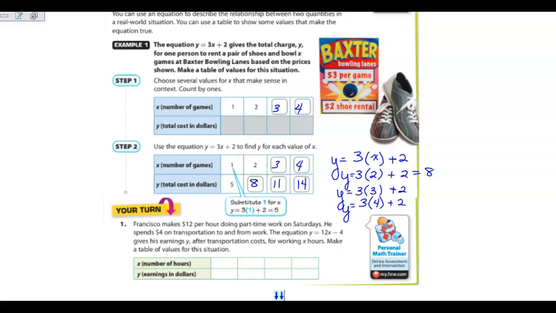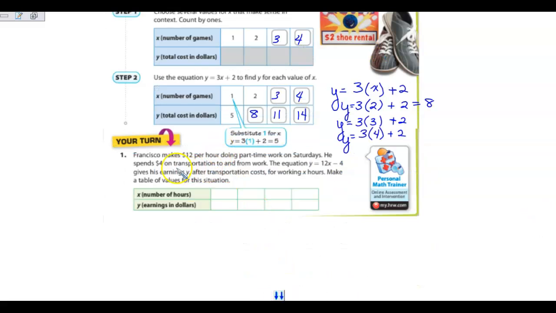Let's take a look at the Your Turn, number 1. It says Francisco makes $12 per hour doing part-time work on Saturdays. He spends $4 on transportation to and from work. The equation y equals 12x minus 4 gives his earnings after transportation costs for working x number of hours. Make a table of values for the situation. And the reason it's minus 4 is because even though he's earning $12 per hour, he's having to spend $4 each day for transportation costs. So that has to come out of there.